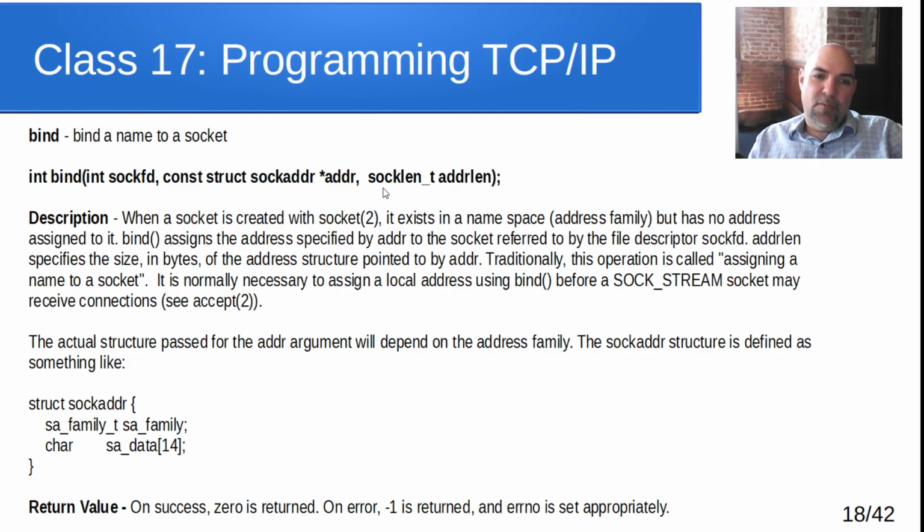So the description, when a socket is created with socket, it exists in a namespace or address family but has no address assigned to it. Bind assigns the address specified by the ADDR parameter to the socket referred to by the descriptor, and then ADDR len specifies the size in bytes of the address structure pointed to by ADDR. It says traditionally this operation is called assigning a name to a socket. It's normally necessary to assign a local address using bind before a SOCK_STREAM socket may receive incoming connections.